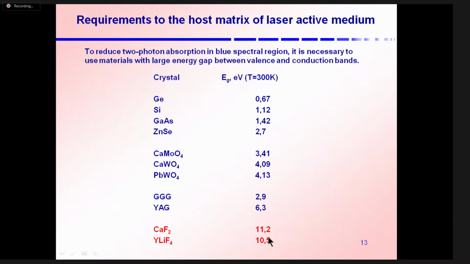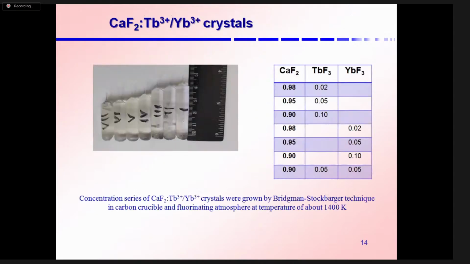That's why they are not so useful for this material. And fluorides, so we choose fluoride material, calcium fluoride. It has a very large energy band gap between the valence and the conduction band. That's why not much 2-photon absorption is observed in this system.